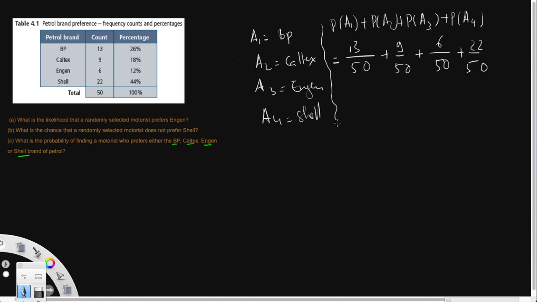Let me just separate here, it's just continuing from here. Take up your calculator, and after you do all that, you will get an answer of 1. You see now that it makes sense because we only have 4 options. When we combine all those 4 options, it gives us the highest level of probability. We are 100% certain that we will find a motorist that will like one of the 4 brands, which is likely to be true because these are the options that have been presented to us.